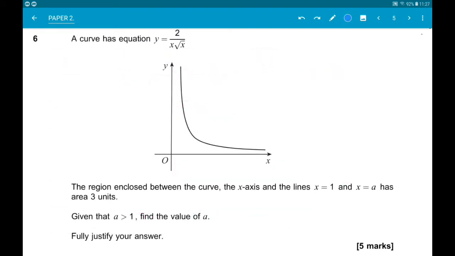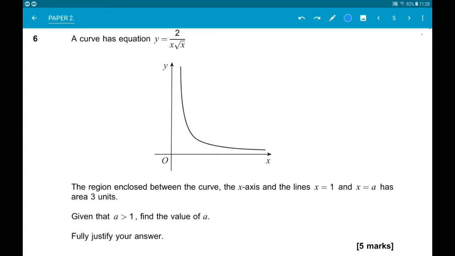Sixth, a curve has equation y equals 2 over x root x. The area enclosed between the curve, the x-axis, the lines x equals 1 and x equals a has area 3 units. Given that a is greater than 1, find the value of a. Okay, so this is integration, area under a curve.